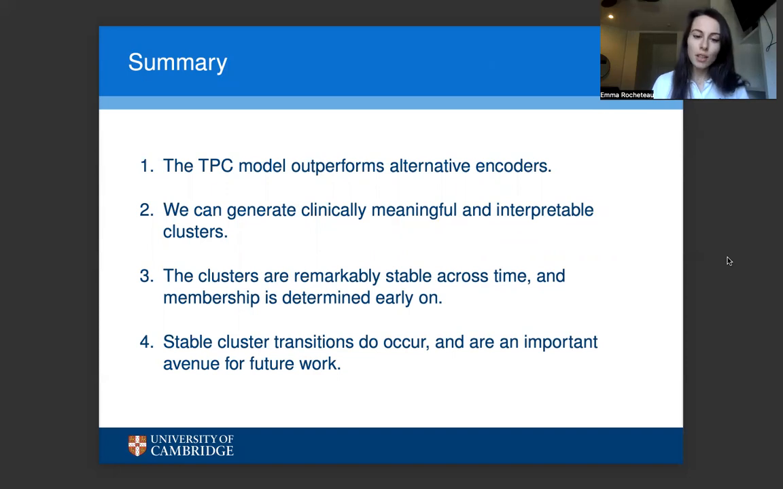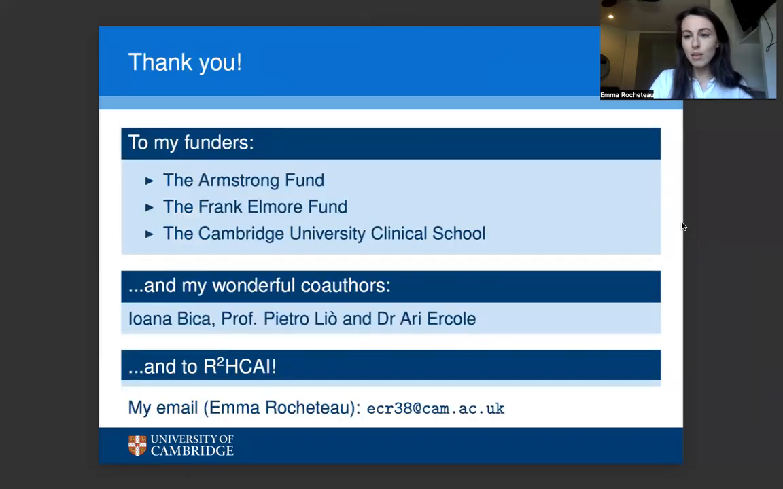The clusters are remarkably stable across time, and the model usually knows immediately what type of patient this is, which is promising for designing intervention strategies which target particular types of patient in the future. And we're doing ongoing work to characterize the transition points between clusters, which we believe could be insightful in future work. So that's the end of my talk.